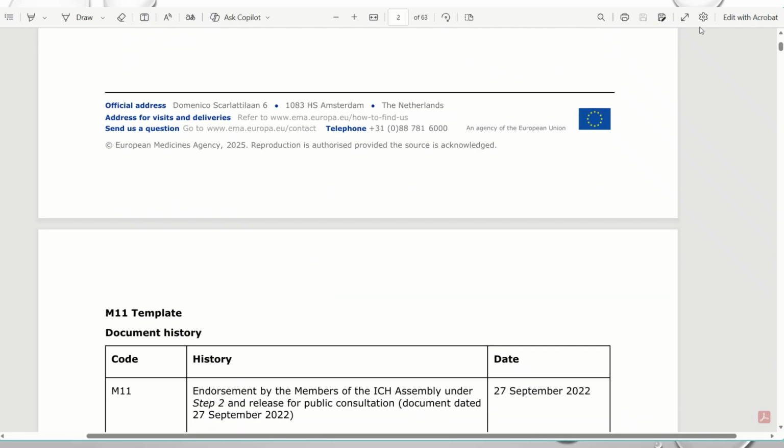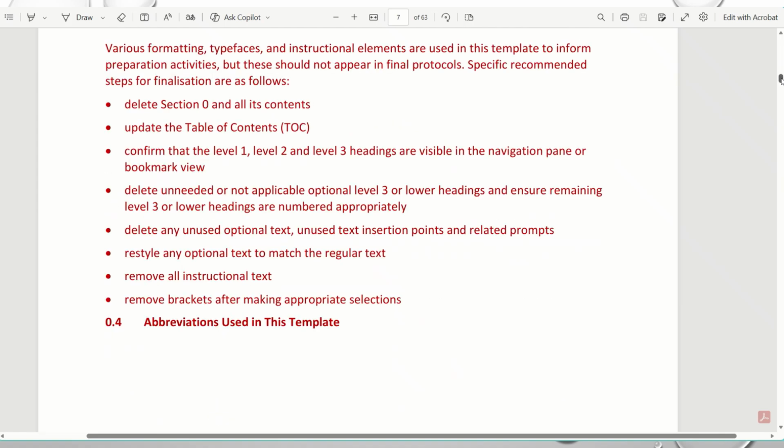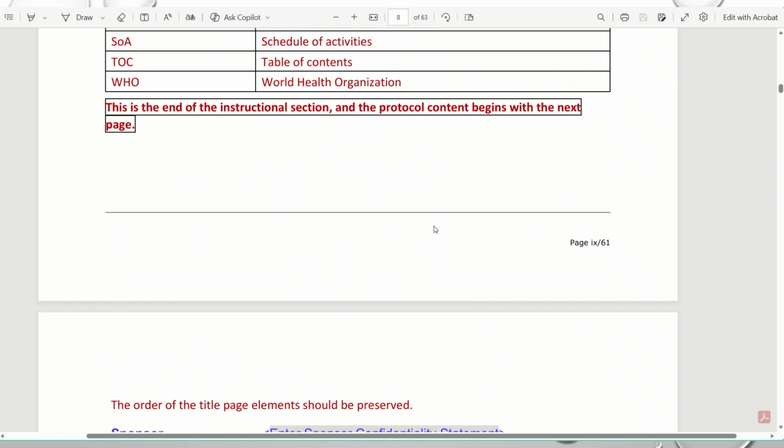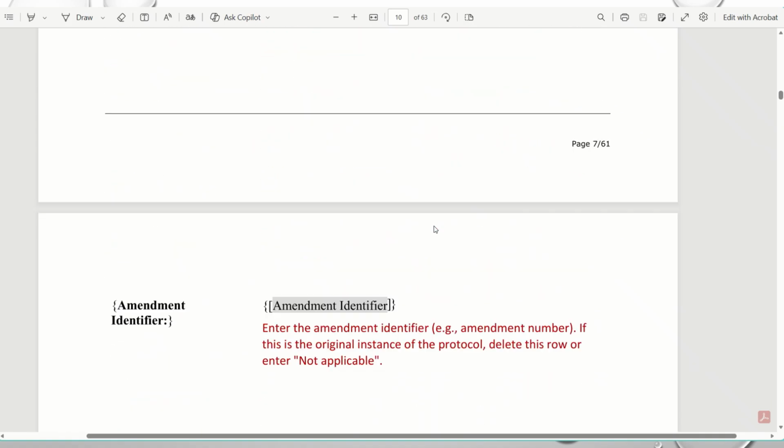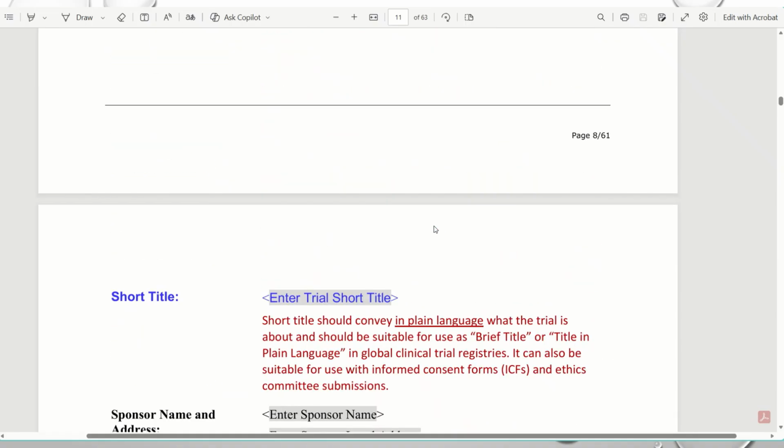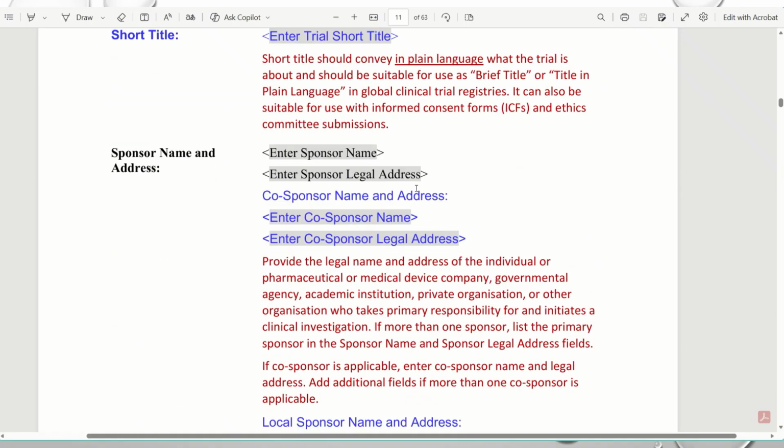So I think, did I cover everything with regards to the title? I think I did. Yeah. So that's the title component, or the title part of the M11.